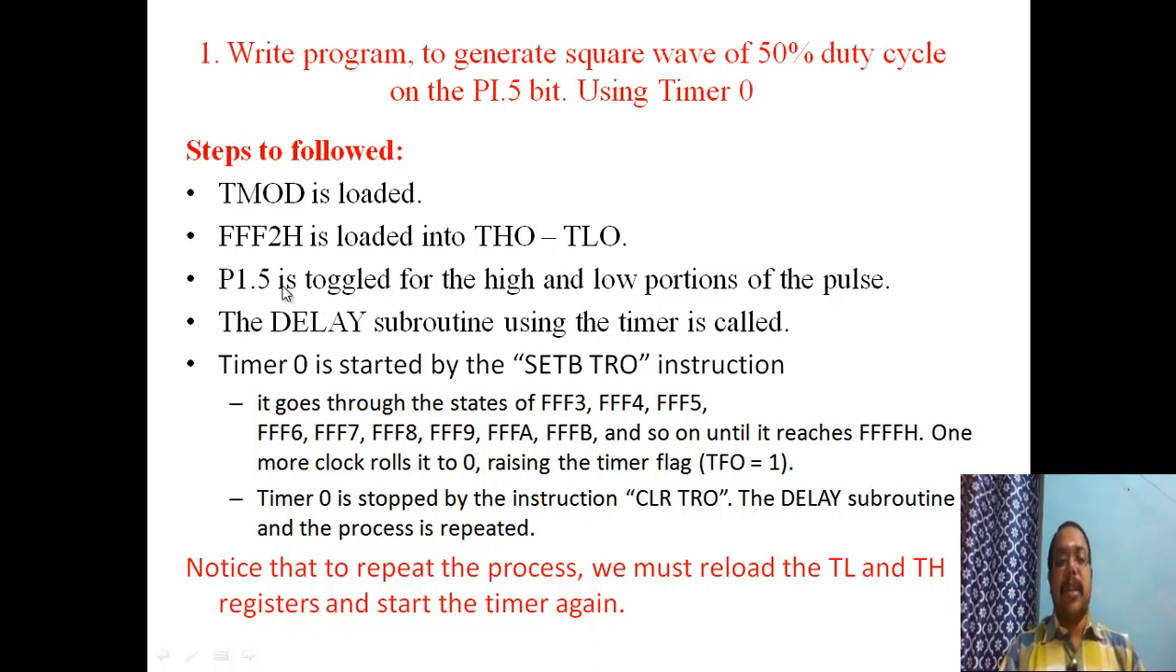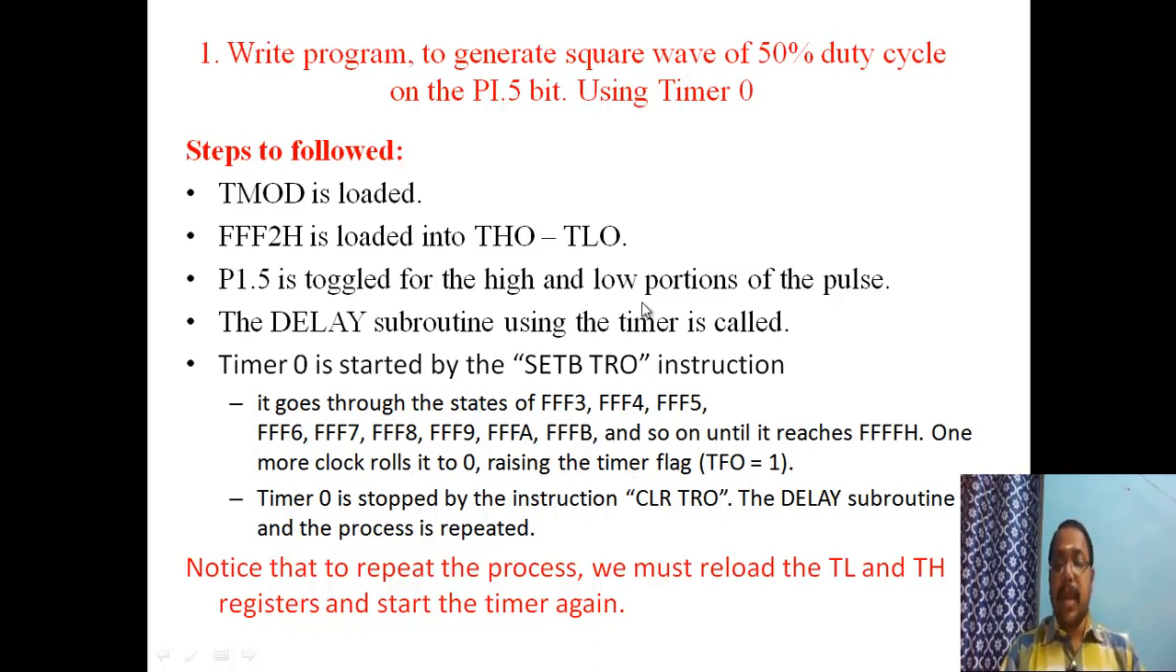Then I can toggle the pin with the help of a command. So first time if it is 1, after completing the timer it will become 0. Then again it will run its timer, then again it will be set as 1. When you set the bit TR0, the timer will start. Say I have loaded F2, so it will become F3, F4, F5, F6, F7, F8, F9, FA, FB and goes on till FF. One more clock and it rolls to 0, raising the timer flag TF0.